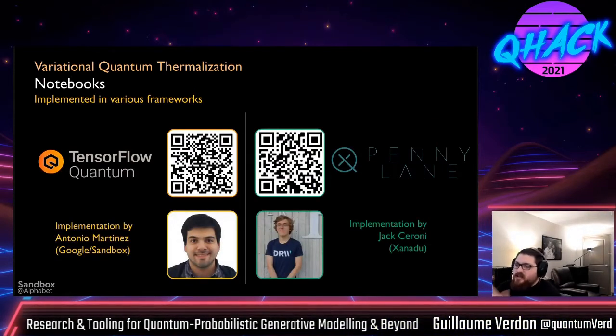So this is a hackathon, so code first. I'm leaving these QR codes here. You can scan them. There's a TensorFlow Quantum implementation of VQT and QMHL. There's also a PennyLane, a very nice blog post. Thanks to Jackson Oroni and the Xanadu team.